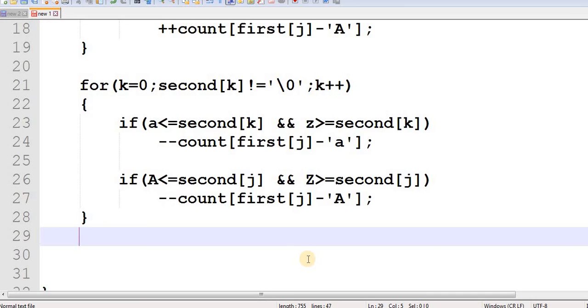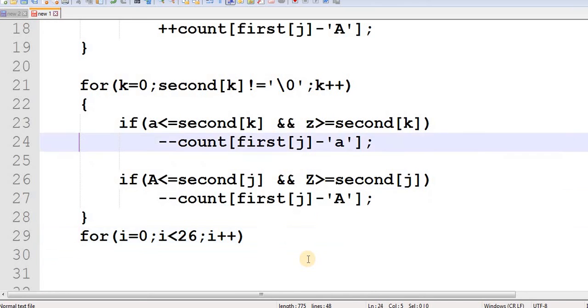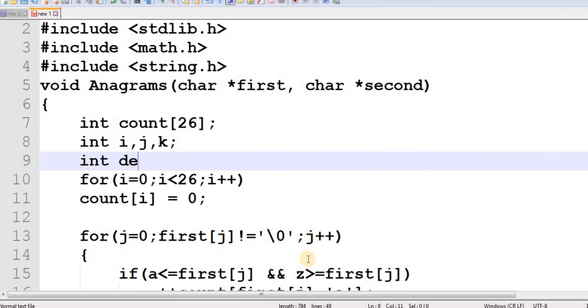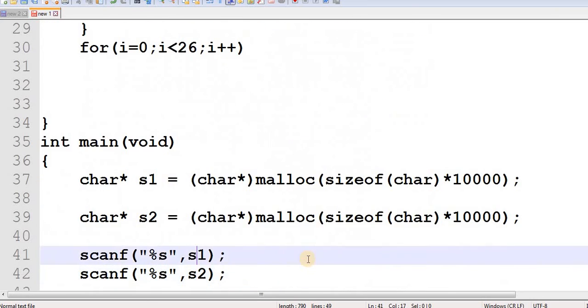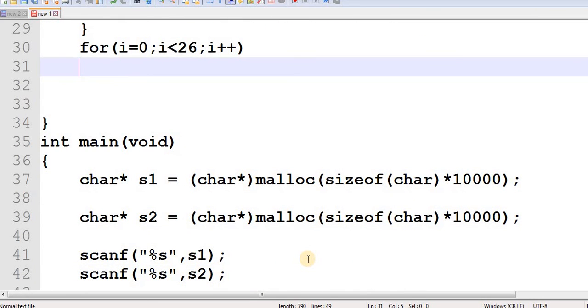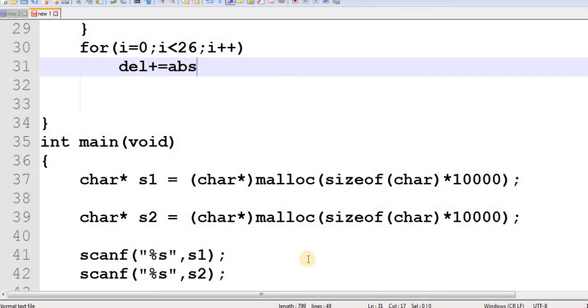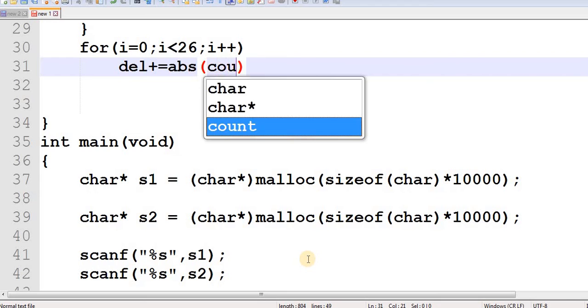Now we just have to find the minimum number of character deletions. For that, for i equals 0, i less than 26, we sum up all the character counts, i plus plus. So let's take a variable which stores the character deletions, del, and initialize it with 0. So del plus equals the absolute value of count of i.